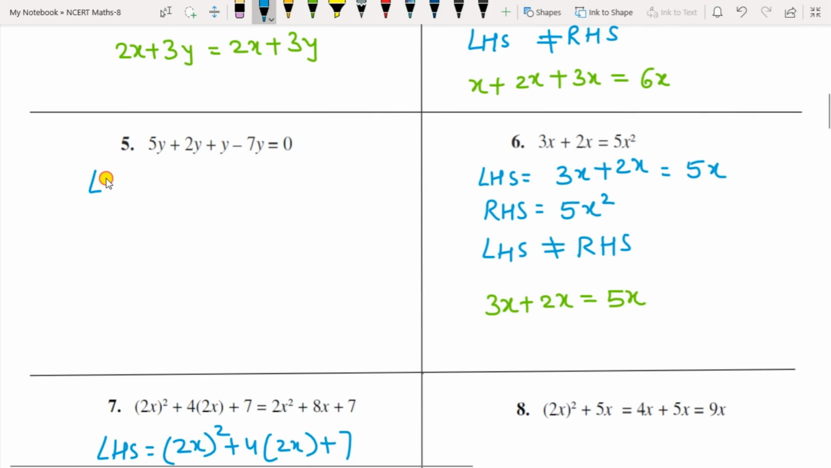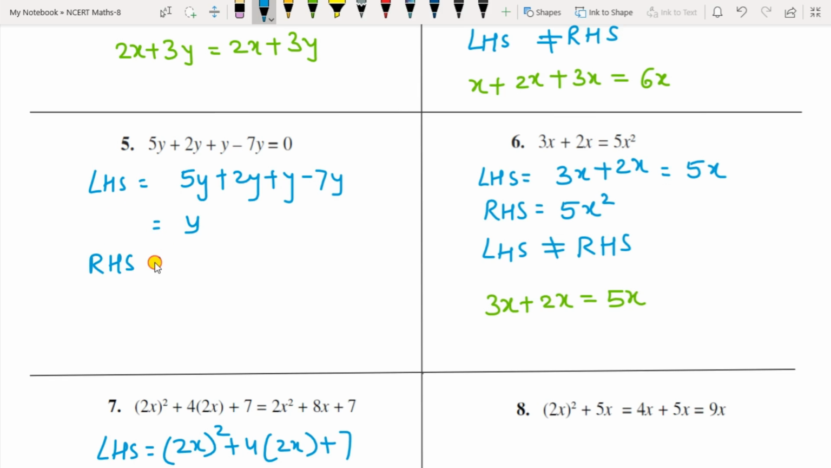Here now LHS equal to 5y plus 2y plus y minus 7y. So 5, 6, 7, 8. 8 minus 7 is 1y. That is y. So LHS is y and RHS is given as 0. So LHS is not equal to RHS. So the correct statement should be 5y plus 2y plus y minus 7y should be equal to y and not 0.